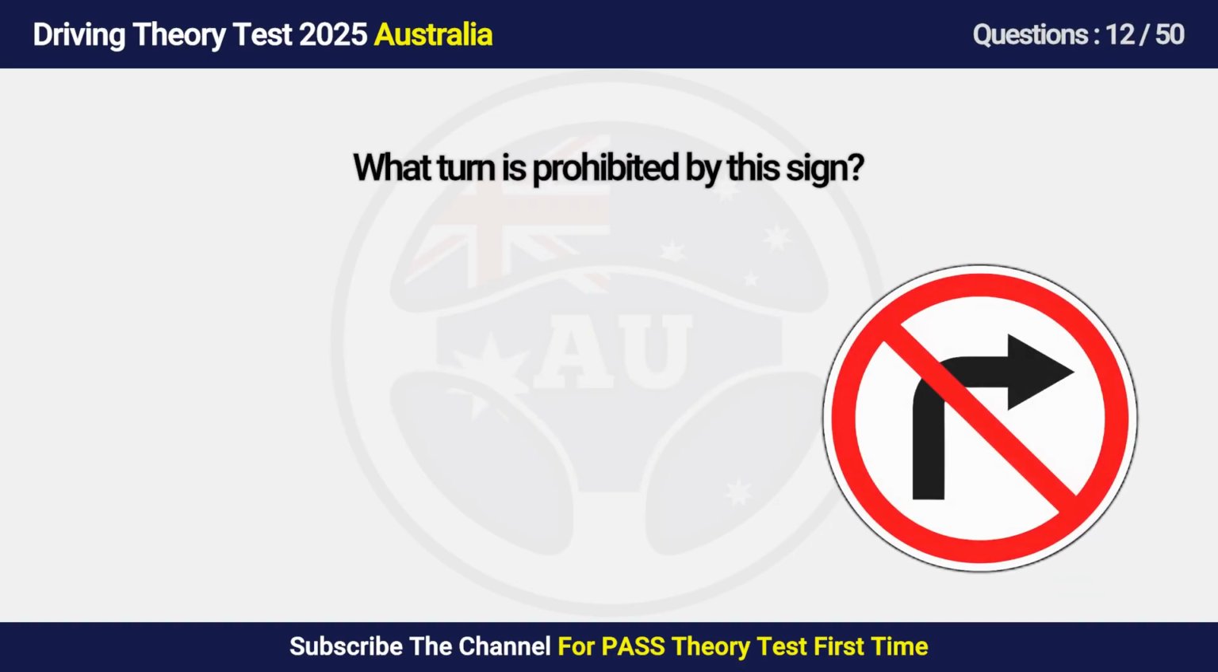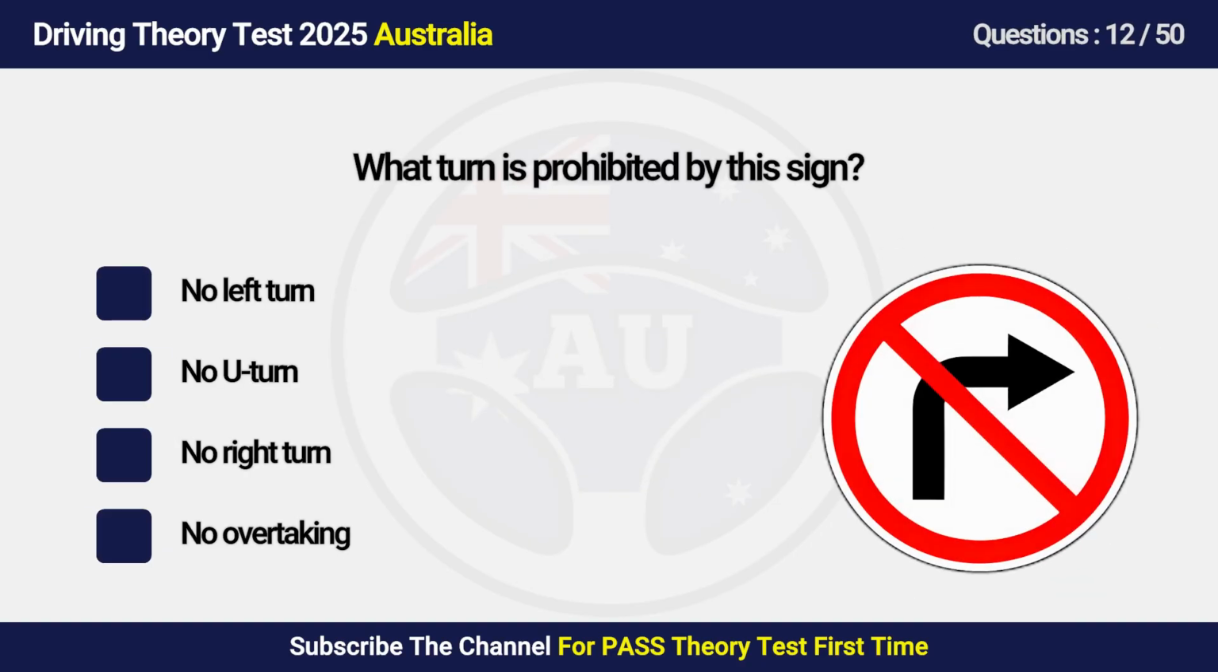Question 12. What turn is prohibited by this sign? A, no left turn, B, no U-turn, C, no right turn, D, no overtaking.